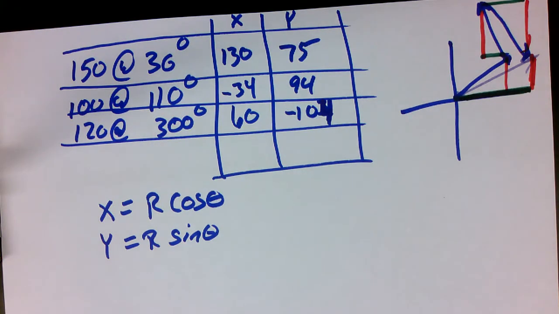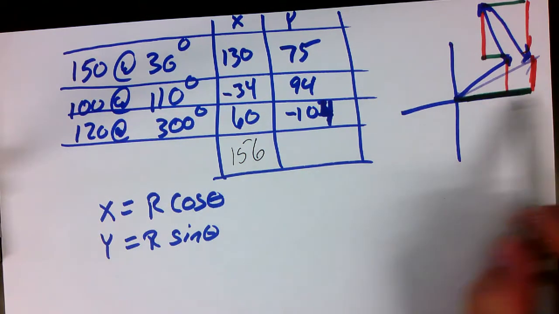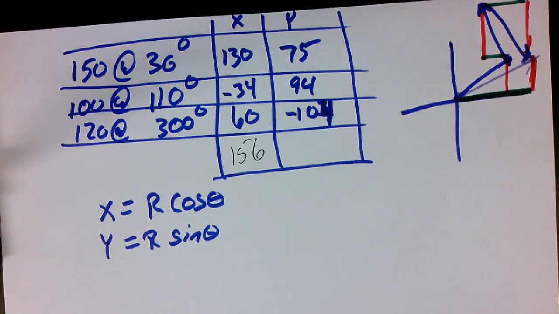So we just take our calculators and we add 130 plus 34, minus 34, I should say. It's plus negative 34, plus 60. And we end up with, when we do that, 156. So this is 156. So 156 is the length of the green line. And then 75 plus 94 minus 104, that's 65.